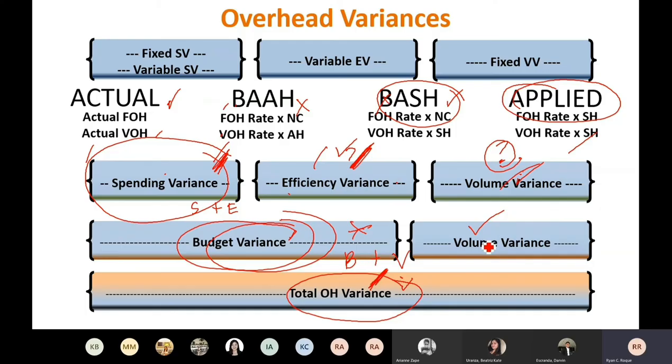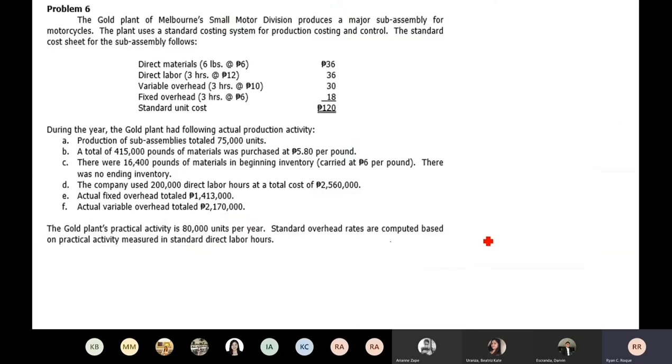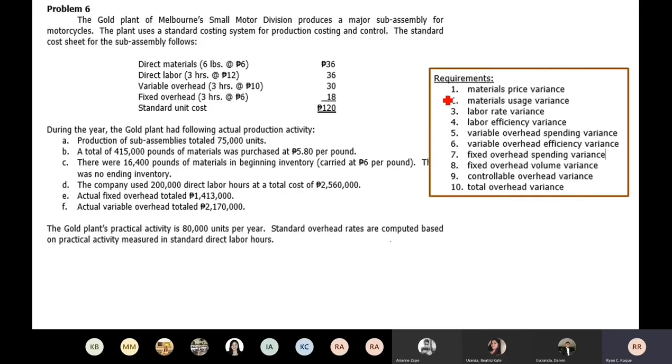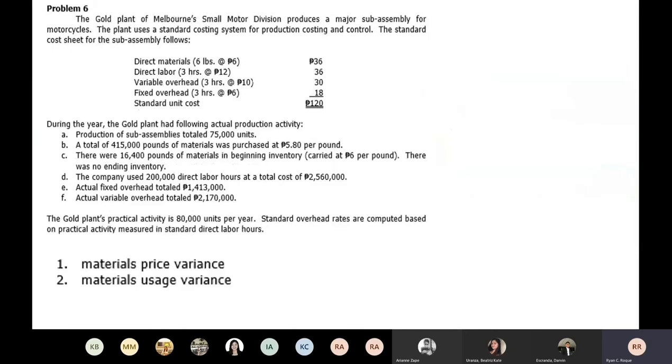Okay. So, we will now compute this last problem for today. Last na to. And then, yung iba, pahinga muna baka information overload. So, we will just answer on Friday kasama ng absorption versus variable. Okay. Sige. So, problem 6. Medyo mahaba yung problem, pero ang mga tinatanong dito ay ito. Materials price variance, materials usage, labor rate, actually lahat na ng variances tinanong na dito sa problem number 6. Okay. So ito rin po yung problem na yon.